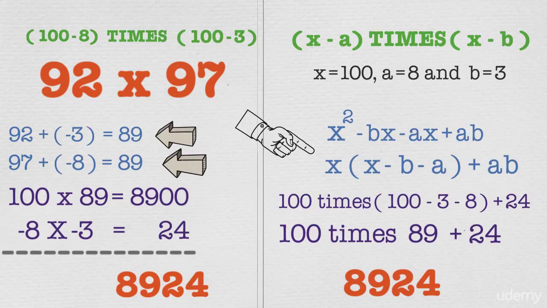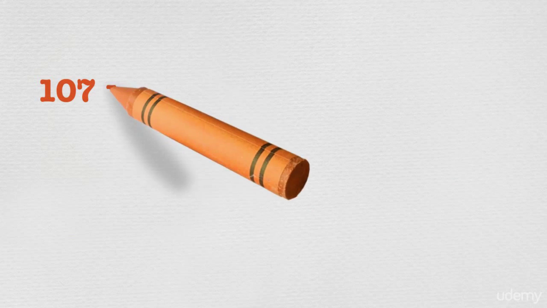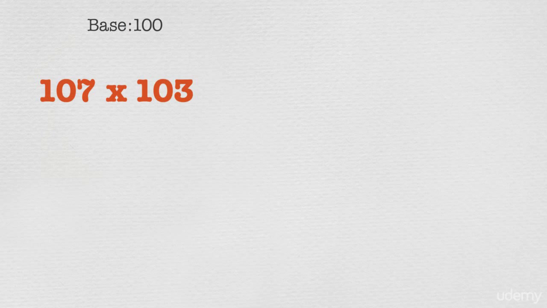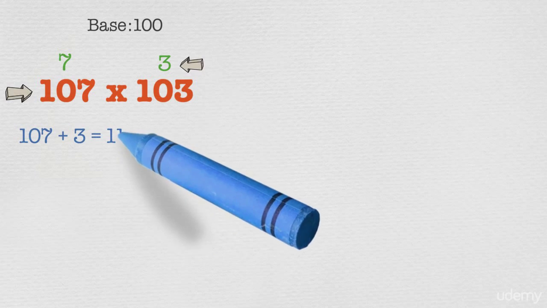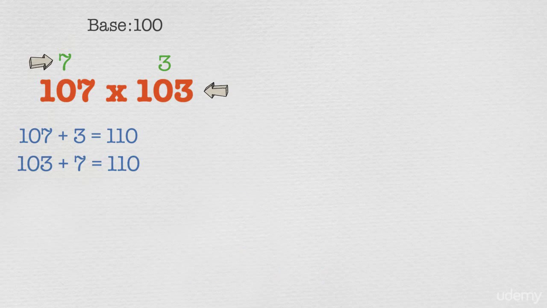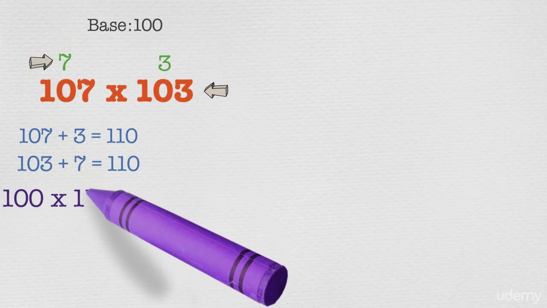Now to drive home the point, let's quickly look at another base 100 problem. What is 107 times 103? 100 again makes sense as a base, but in this case, the difference numbers are positive. Now, as before, we add the first number and second difference number. This gives us 110. And if we added the second number and first difference number, we would still get 110. Now let's multiply this result with our base.